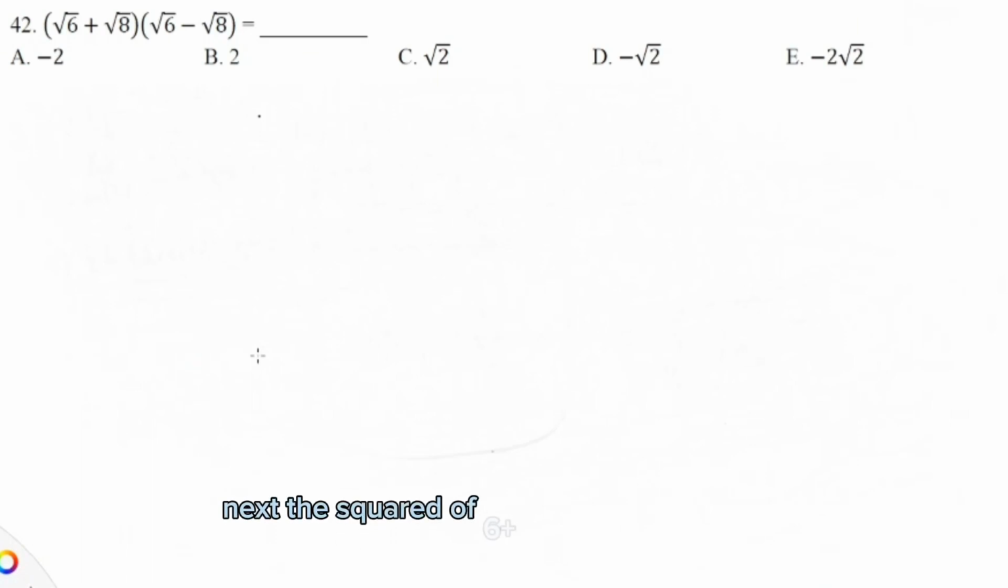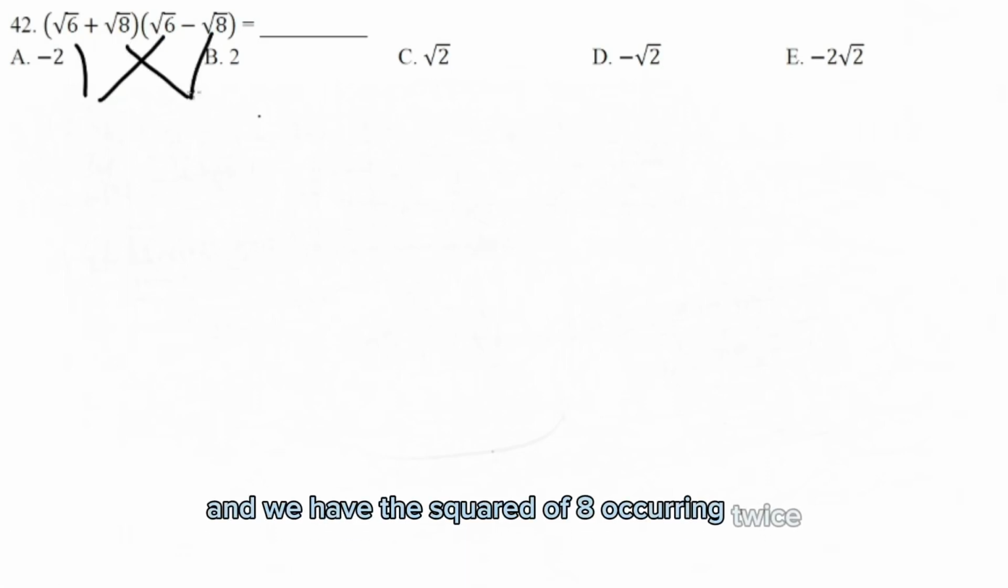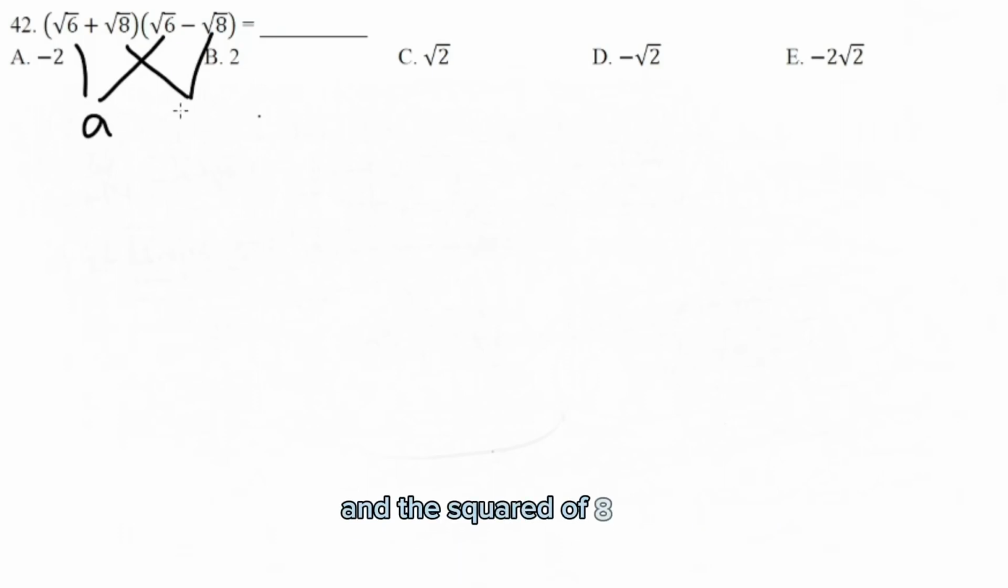Next, the square root of 6 plus the square root of 8 times the square root of 6 minus the square root of 8. Alright, in this problem, we have two numbers occurring twice. We have the square root of 6 occurring twice, and we have the square root of 8 occurring twice. Alright, so we can say the square root of 6 is a, and the square root of 8 is b.